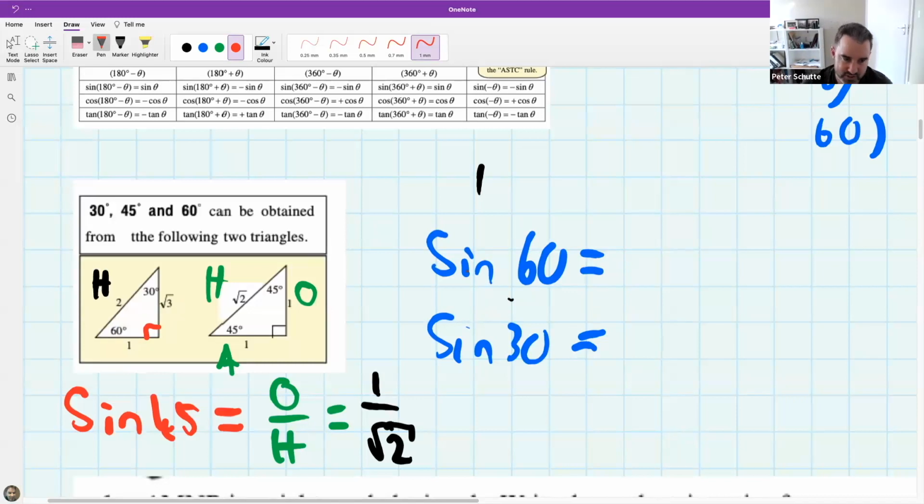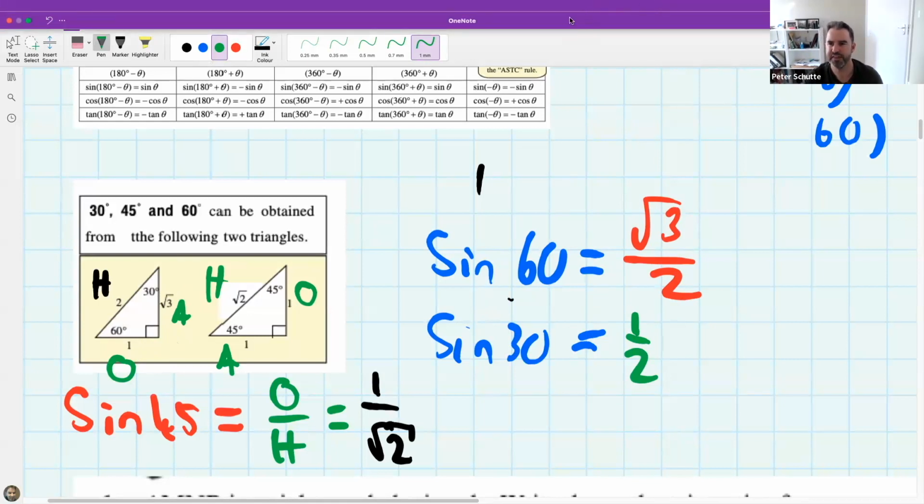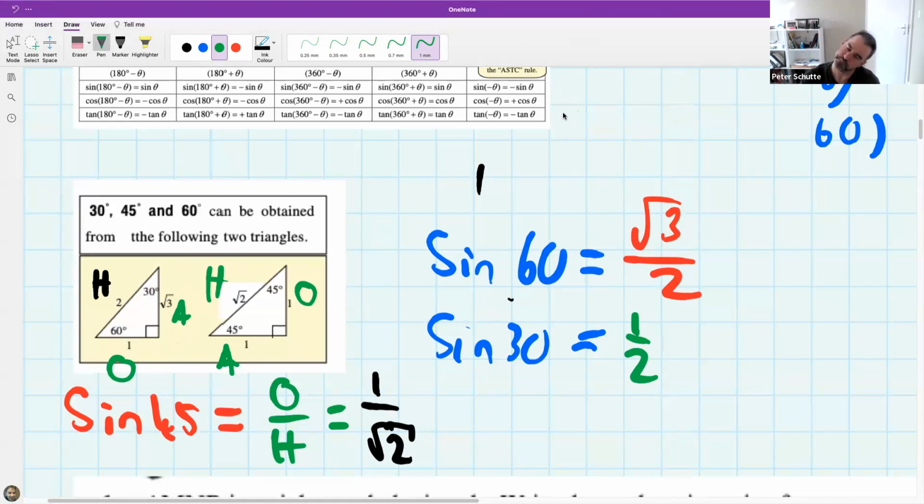So for the sine of 60, we would get root 3 over 2, because it's O over H. And if we were dealing with the sine of 30, well, then we have O here, and that would be O over H, so the sine of 30 would be 1 over 2. Give me a thumbs up if you followed that. Give me a thumbs down if you felt a bit unsure about how I was reading off the special triangles.